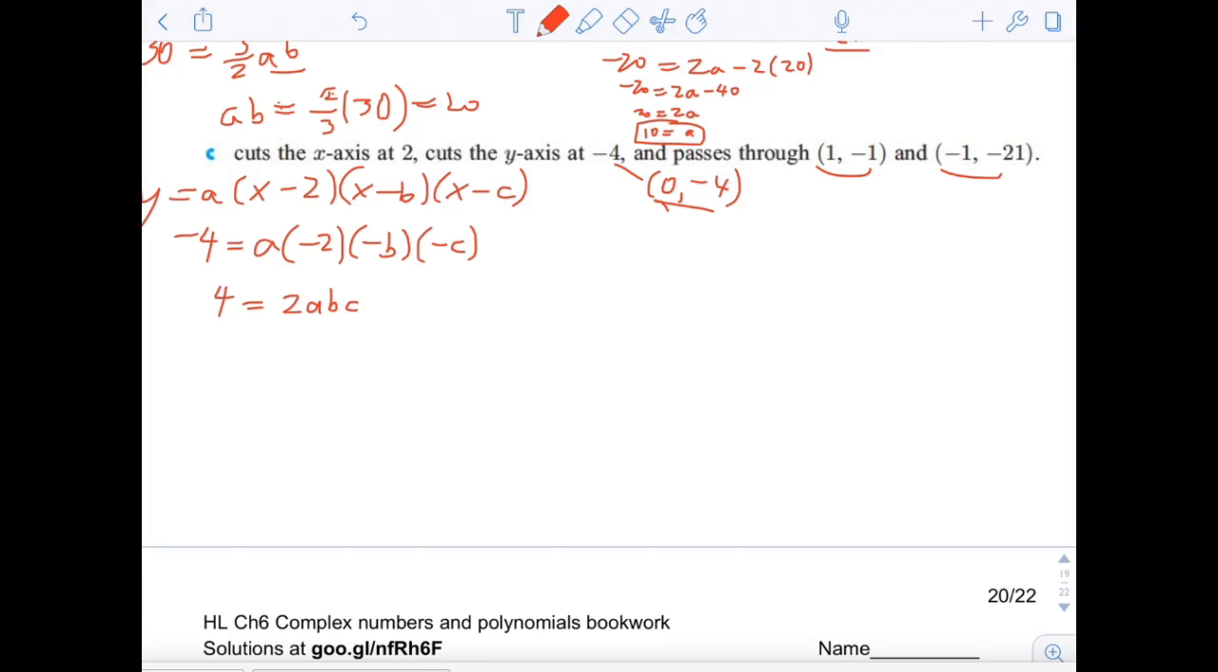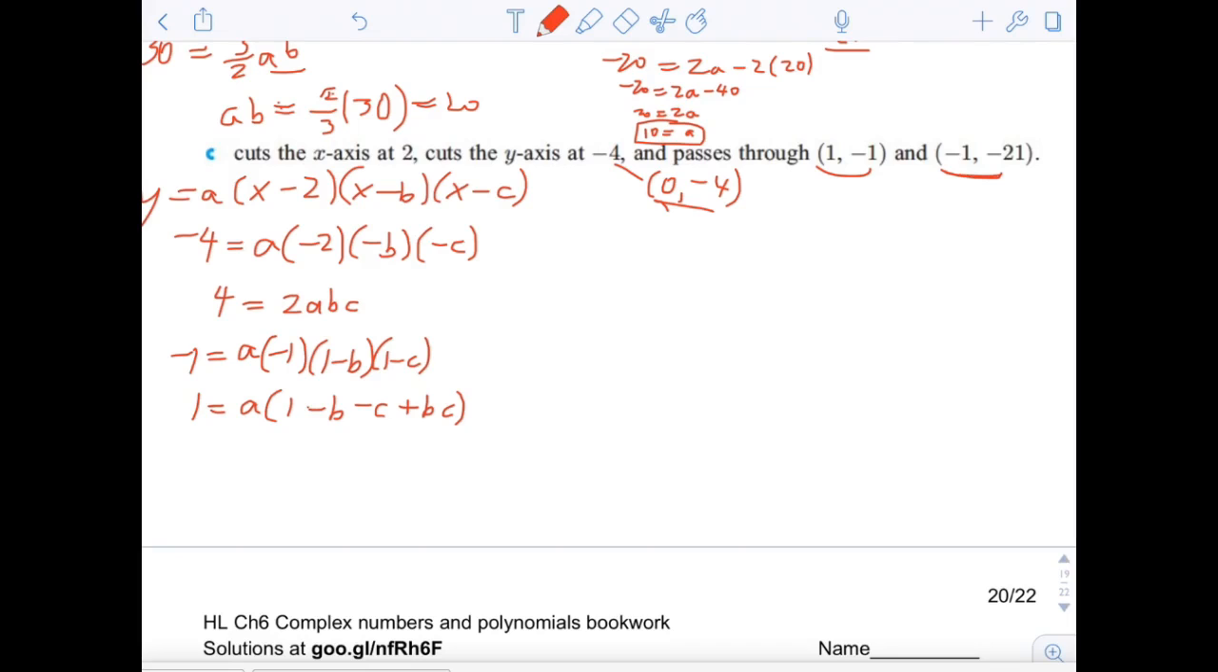Okay, and then if we substitute in 1 and -1, we'll have -1 equals a times 1 minus 2, which is -1, 1 minus b, and 1 minus c. And let's multiply that out. So we have -1. The negatives cancel out, so we'll have 1 equals a times 1 minus b minus c plus bc.